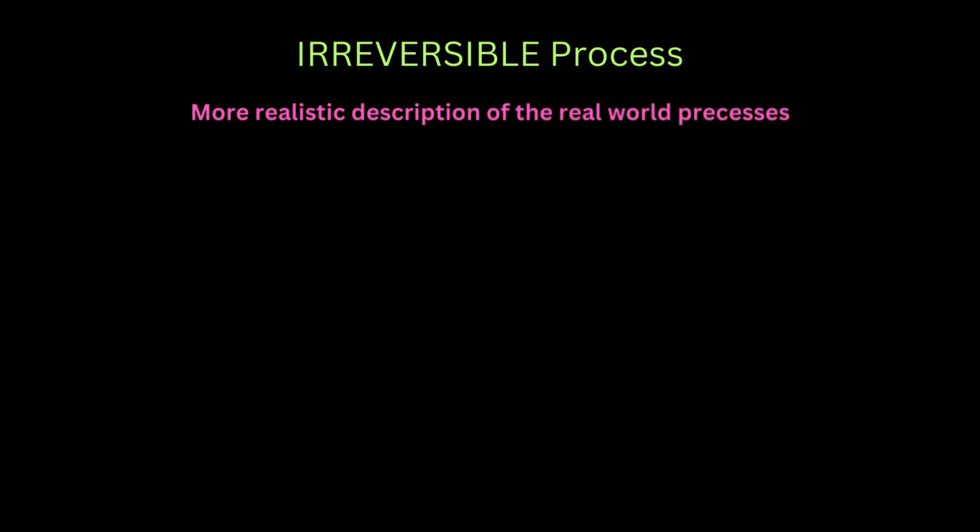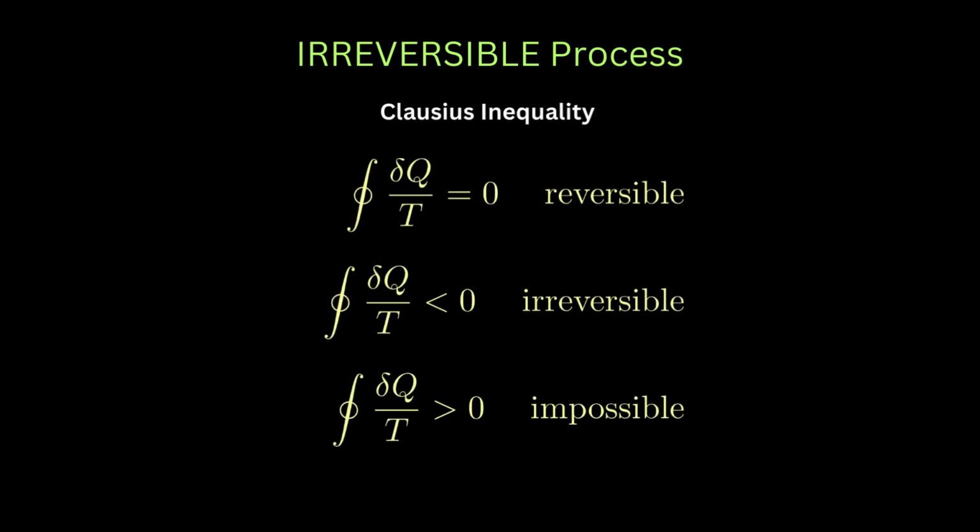Let's now move on to the irreversible process. It provides a much better description for real-world processes, because it adds something to the theory that is not found in previous reversible discussion. First, we need to define Clausius inequality of entropy over a full cycle.